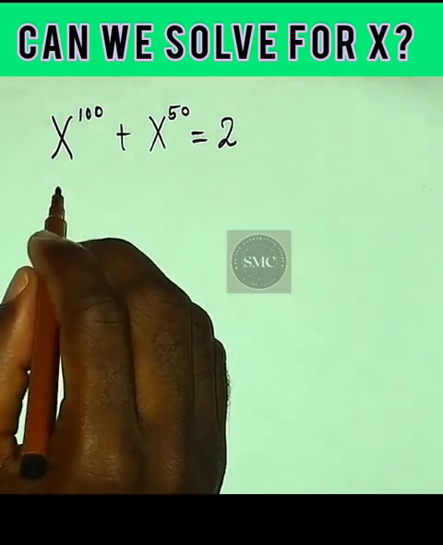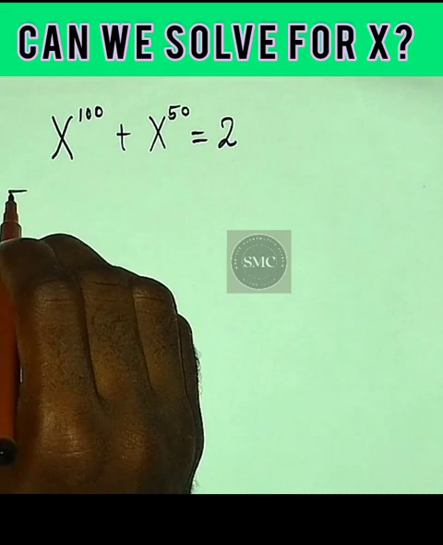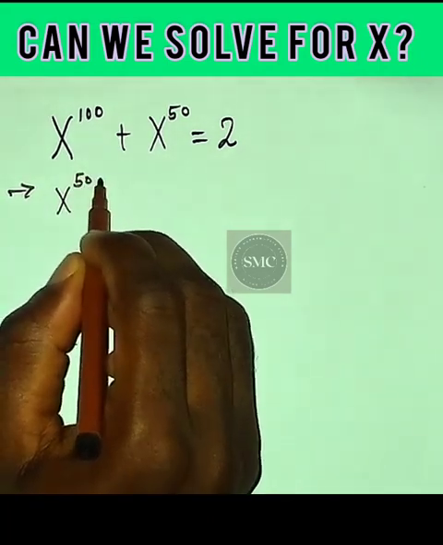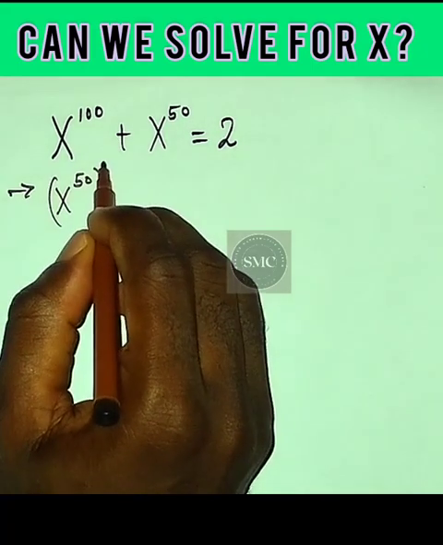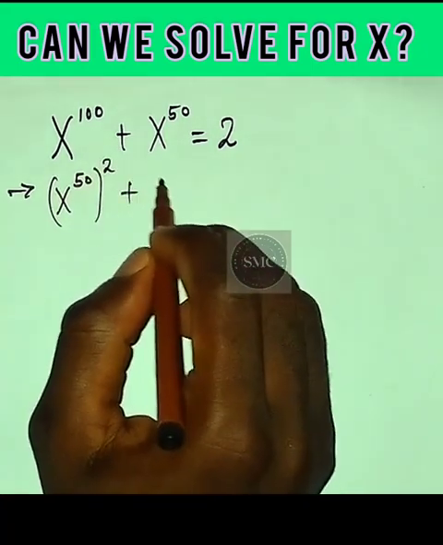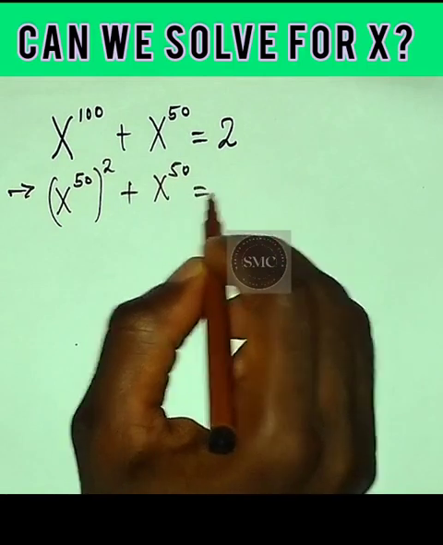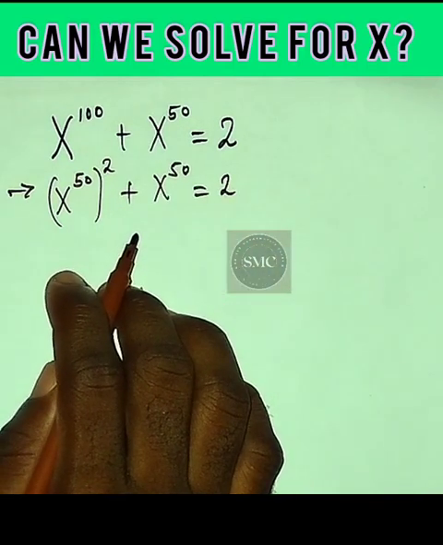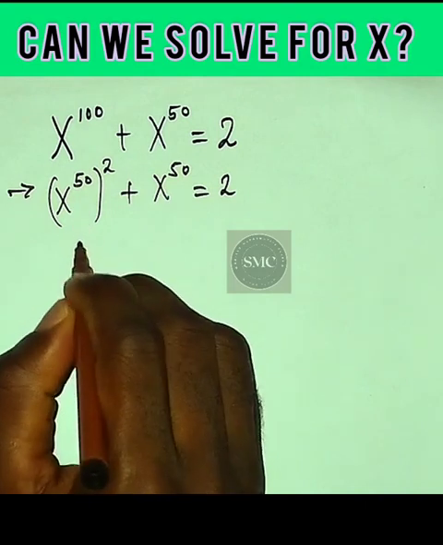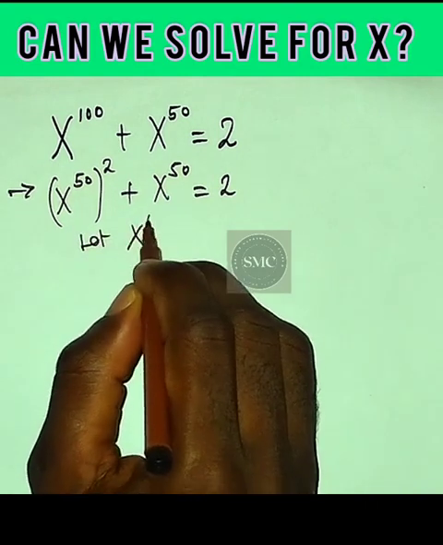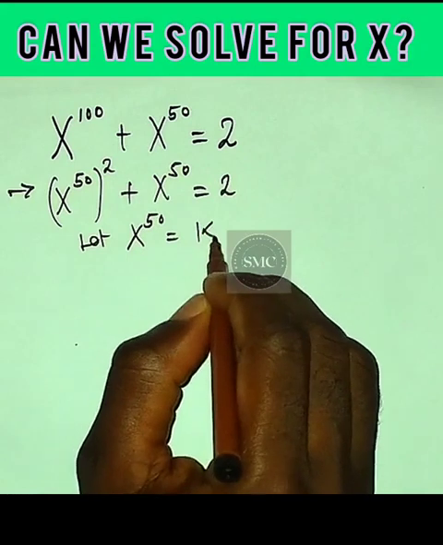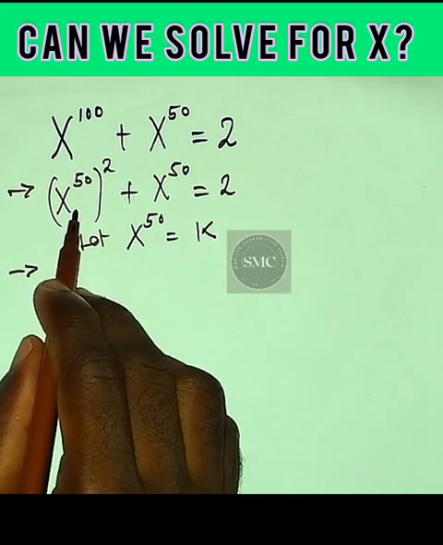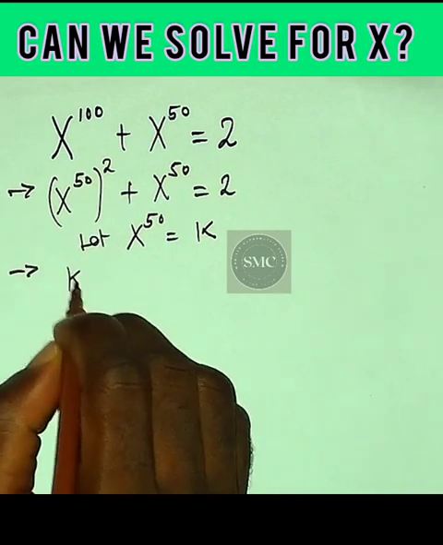So therefore, we are going to have x to the power 50, then to the power 2, plus x to the power 50, equals 2. From there, the next thing you are going to do is, can we let x to the power 50 be a particular constant k? So therefore, anywhere we have x to the power 50, we replace it by k.